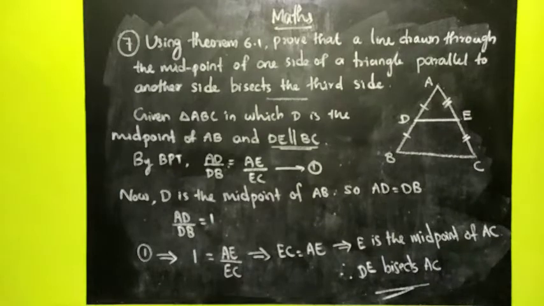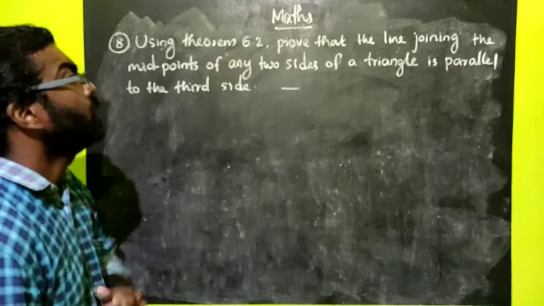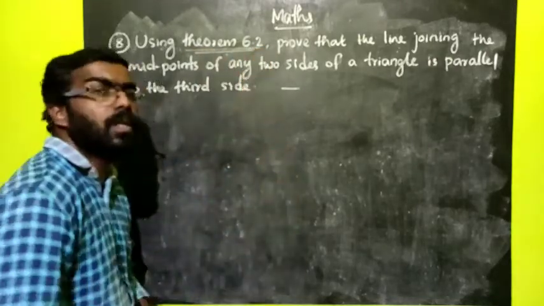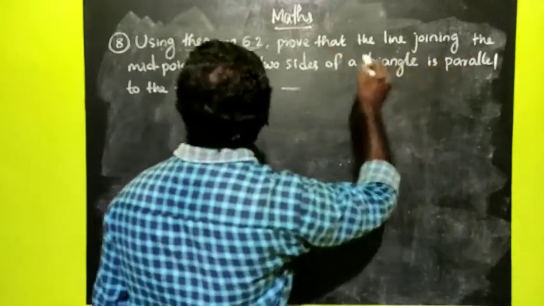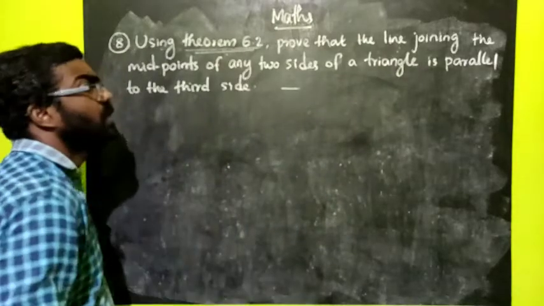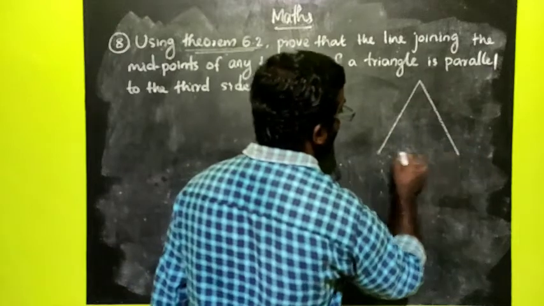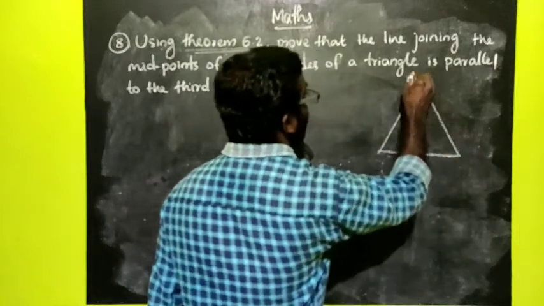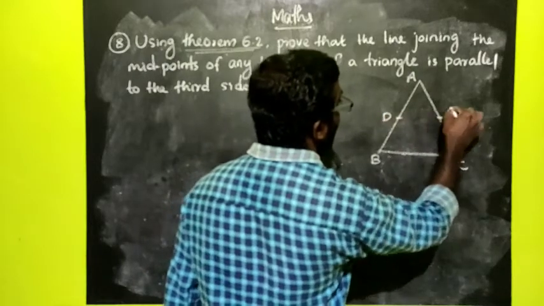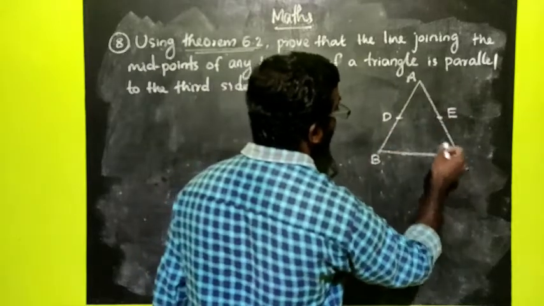Understood? Now the next question is using theorem 6.2. Theorem 6.2 means the converse of BPT. Prove that the line joining the midpoints of any two sides of a triangle is parallel to the third side. So consider triangle ABC in which D and E are respectively the midpoints of AB and AC.